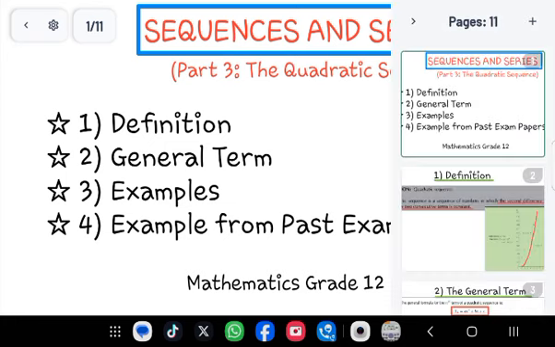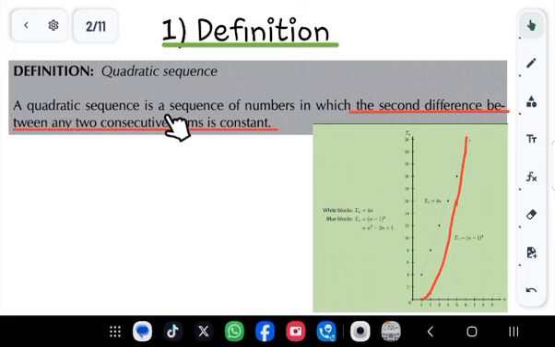Let's start. The definition: a quadratic sequence is a sequence of numbers in which the second difference between any two consecutive terms is a constant. So the second level of differences, that's what should be a constant. In an arithmetic sequence or series, it is the first level of differences that should be a constant.